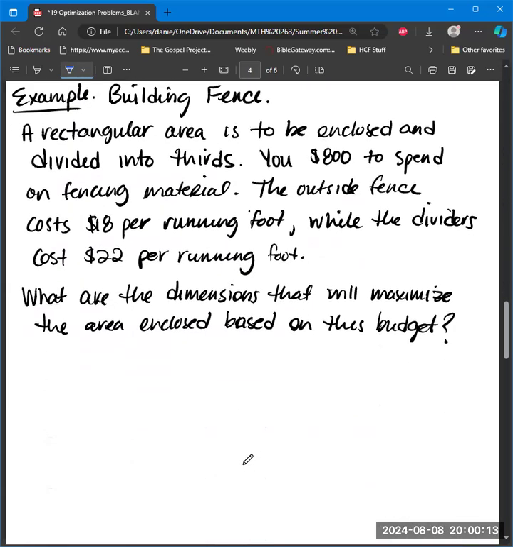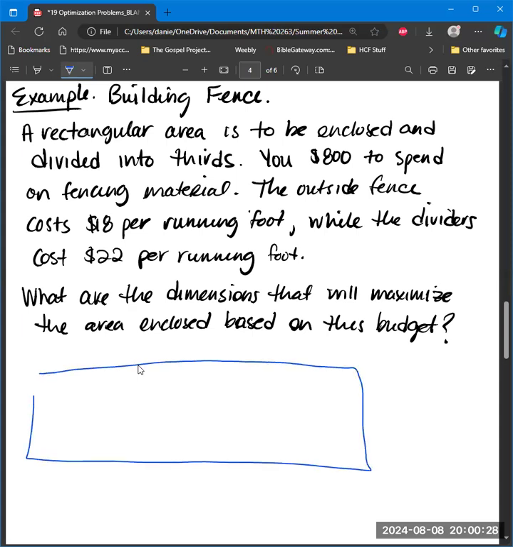If we're going to be building a fence, we have limits of material. We also have a particular area that we might want to enclose. A rectangular area is to be enclosed and divided into thirds. Okay, so 1/3, 2/3, 3/3. So like that. We have $800 to spend on fencing material. The outside fence costs $18 per running foot, while the dividers cost $22 per running foot.